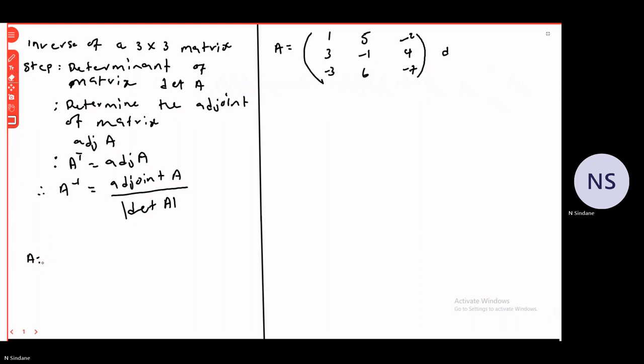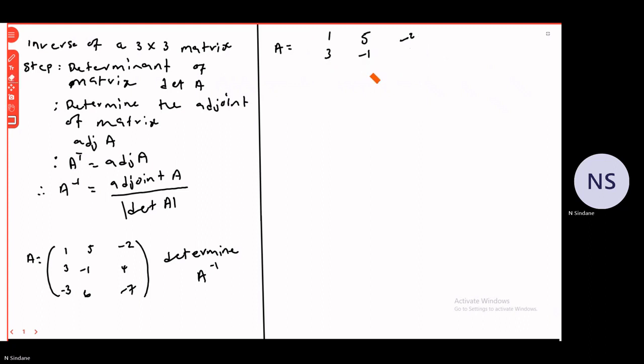Inverse of 1, 3, minus 3, 5, minus 1, 6, and then minus 2, 4, and minus 7, right? So in this case, let's say determine A inverse, right? So from this, we can now begin. What is the first step? Determine or identify the determinant of A, right?